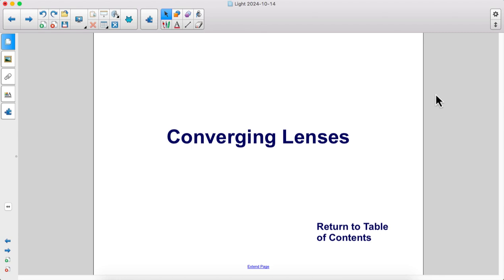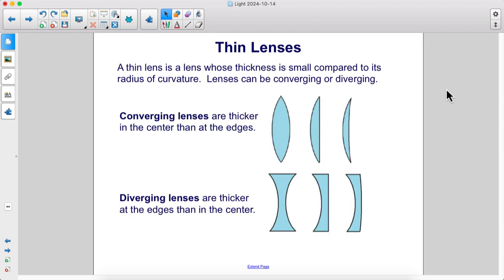Converging lenses. A thin lens is a lens whose thickness is small compared to its radius of curvature. Lenses can be converging or diverging. Converging lenses are thicker in the center than at the edges. Diverging lenses are thicker at the edges than in the center.